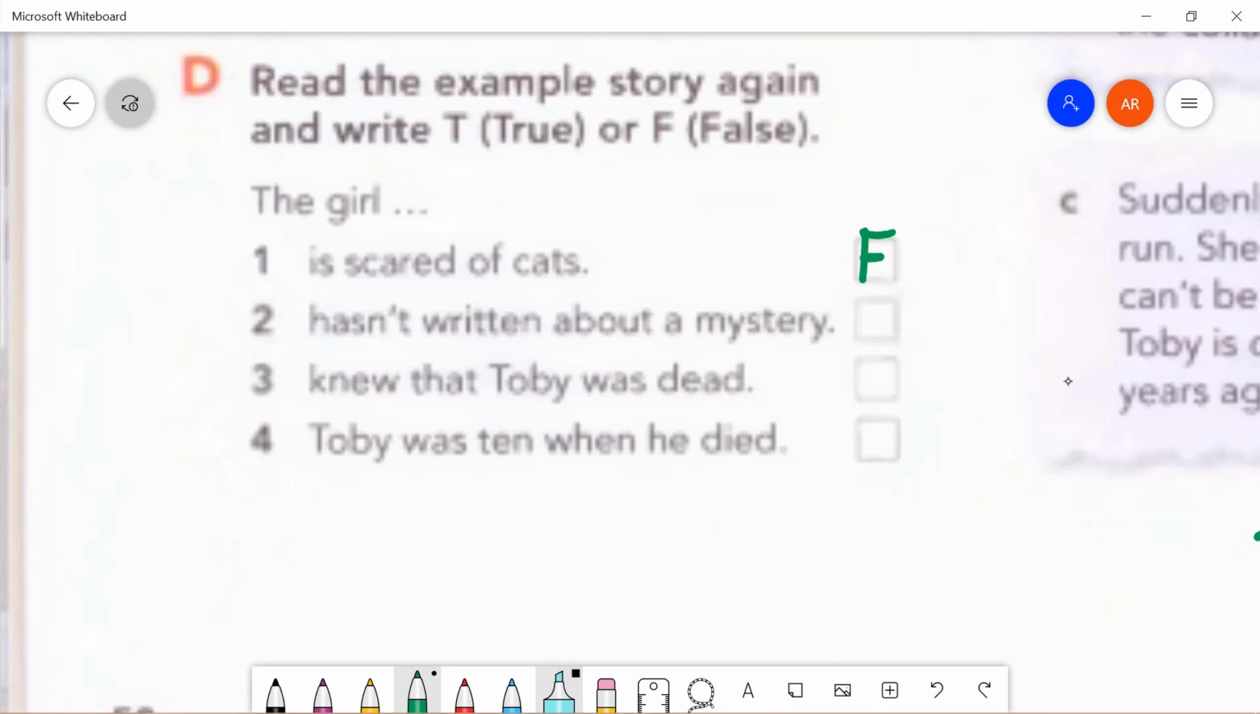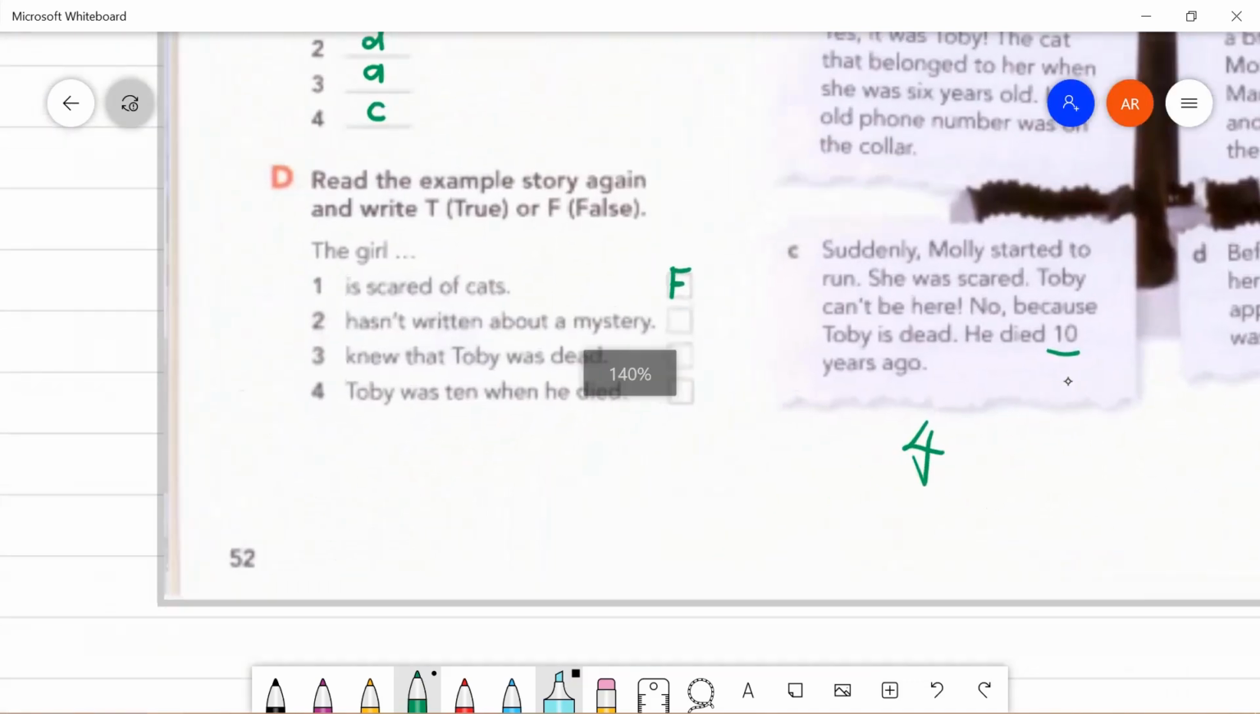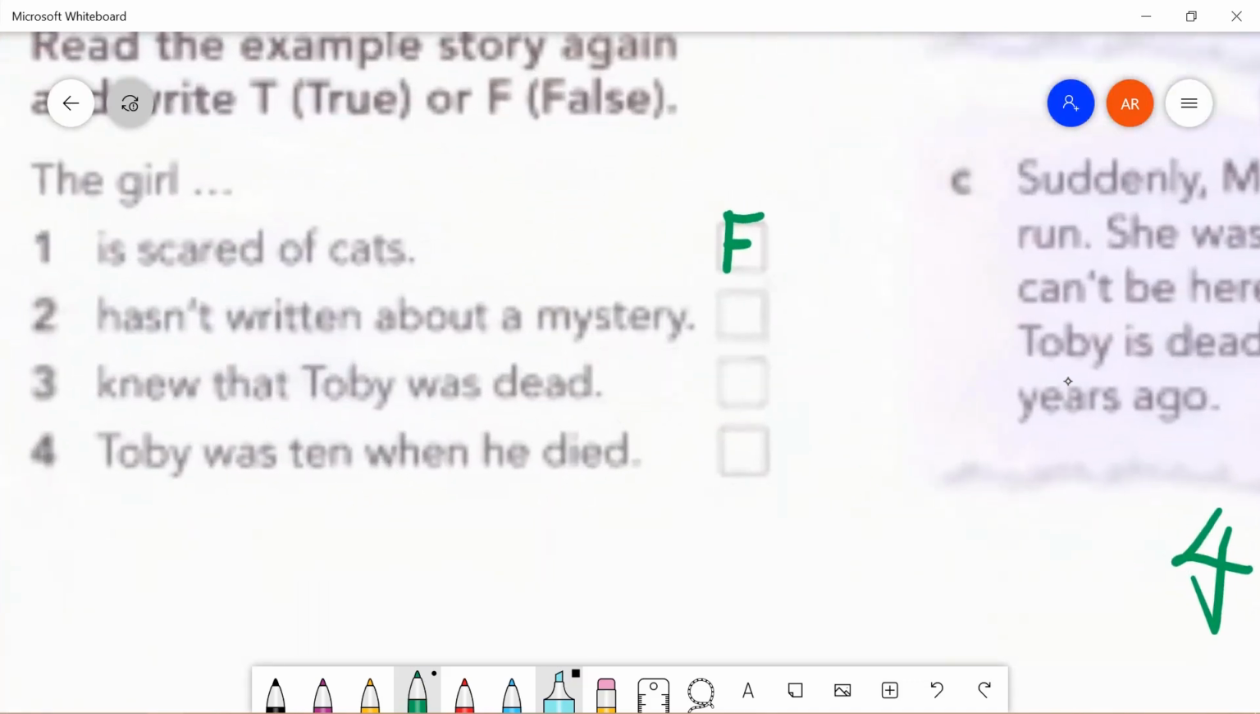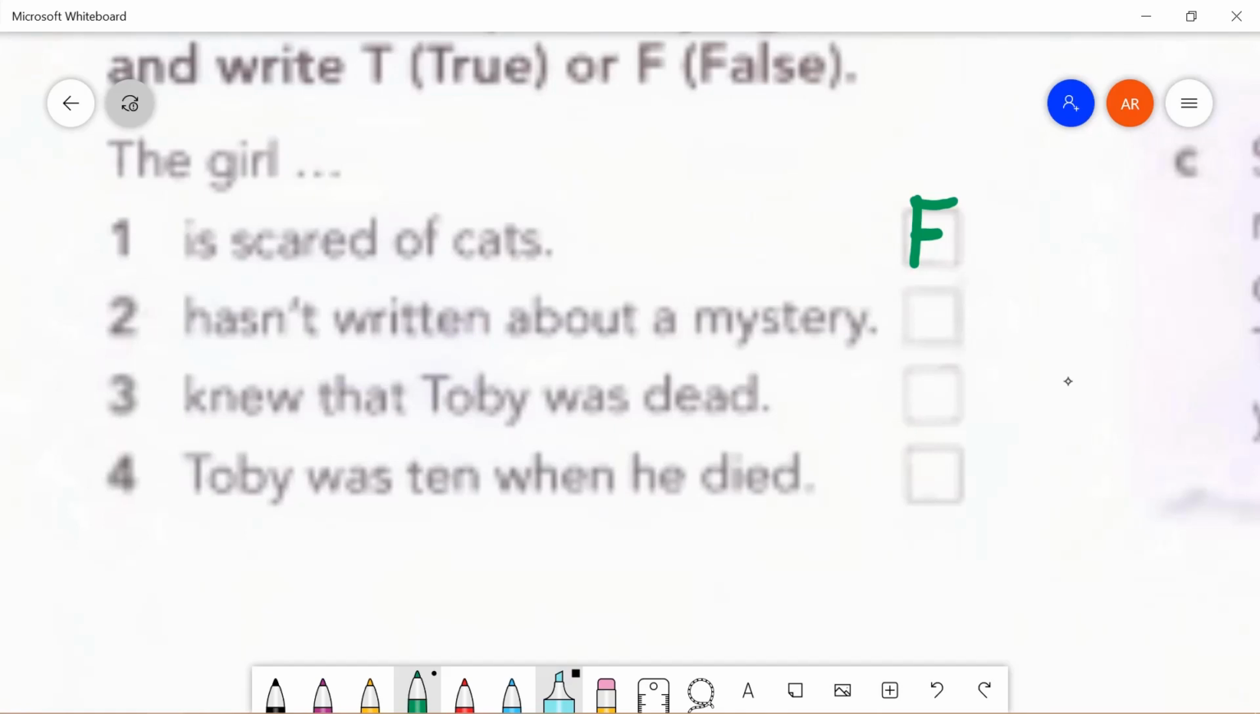Do you think this story involves a mystery? Of course, it's a mystery, right? How can a cat wearing the same collar, the same color, still be alive after 10 years of being dead? So no, this is false.